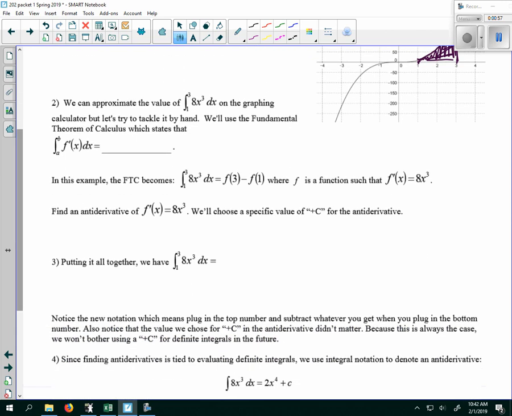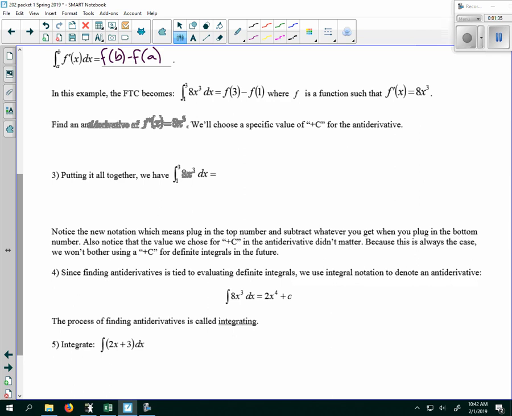Okay, the fundamental theorem of calculus says that if you're integrating from a to b a derivative function, f prime of x dx, it's equal to f of b minus f of a, where f is the original function, a function whose derivative is f prime. So in this example, the integral from 1 to 3 of 8x cubed dx is f of 3 minus f of 1, where f is some function whose derivative is 8x cubed. So if I can come up with a function whose derivative is 8x cubed, I can finish this problem.